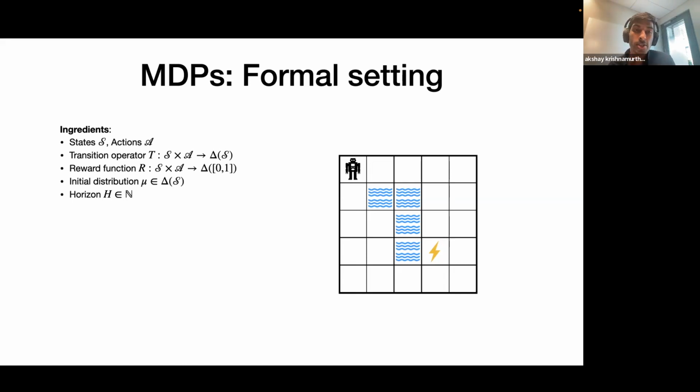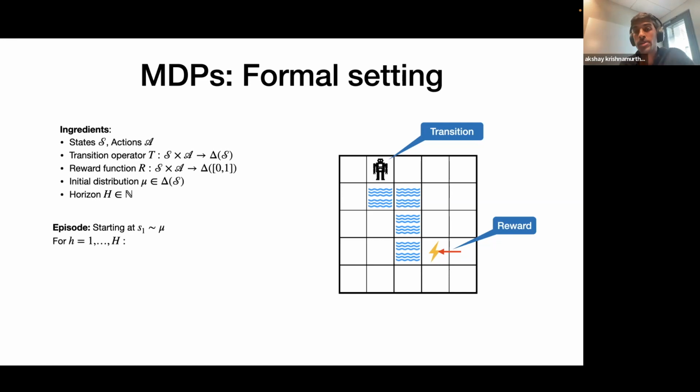There's an initial distribution, which describes where the agent starts. And there's a horizon, which is how many time steps the agent is trying to plan for. So just to fix ideas, maybe the state is the position of the agent. The action is go north, south, east, or west. The transition operator will move the agent to the right when it says go east. And maybe the reward function is just 1 if you take an action that puts you into the charging station.